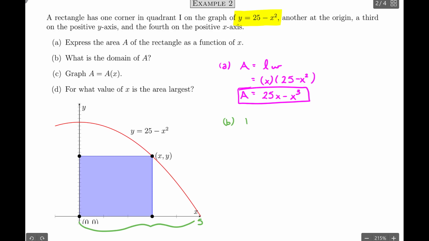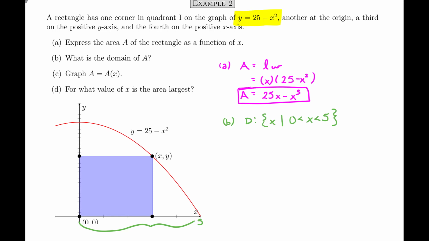So our domain actually is going to be all x such that x is greater than 0 but less than 5. It can be any number between 0 and 5, but it cannot include 0 and 5, because if it was 0, it would be just a singular point at the origin. If it's 5, then it's just a line along the x-axis from 0 to 5, which, like I said, is not a rectangle. So it has to be between 0 and 5, just not including 0 and 5.